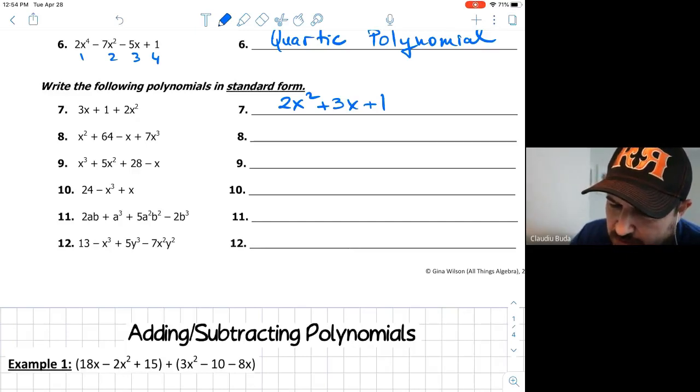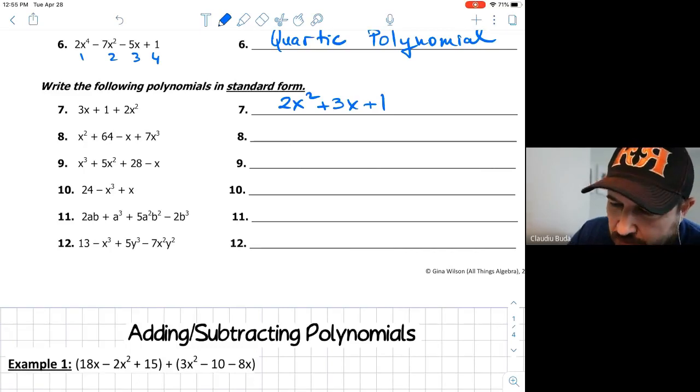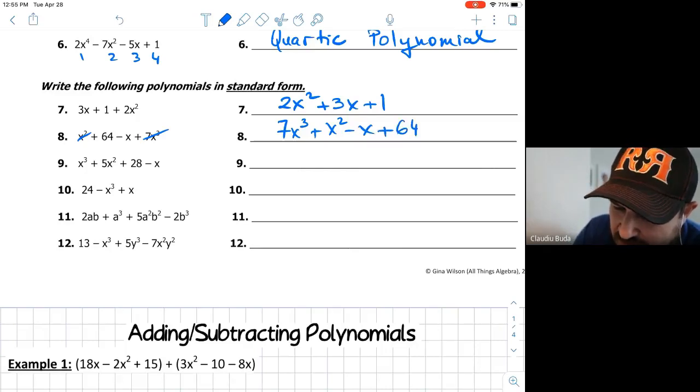Number 8. Try it by yourself. Please pause the video and try it by yourself, and then I will give you the answer. Okay, so let's see. 7x cubed plus x squared. And you can cross them out as you put them, so that way you keep track of all that we did. Minus x plus 64.